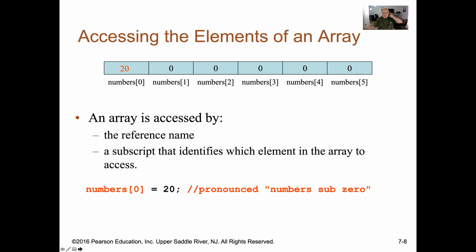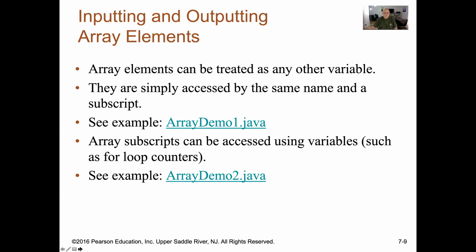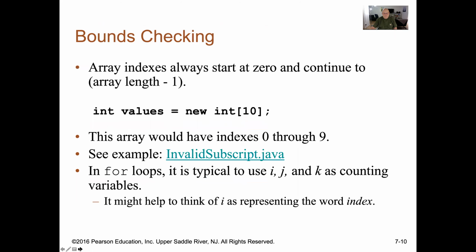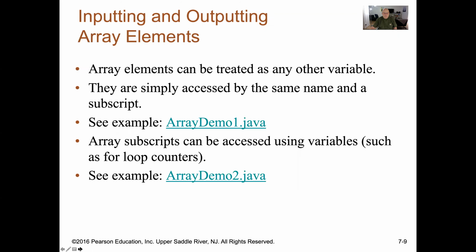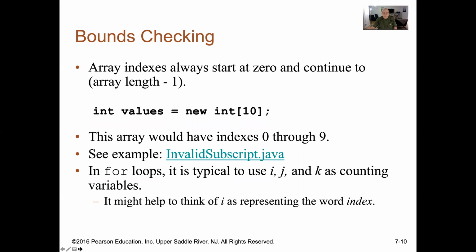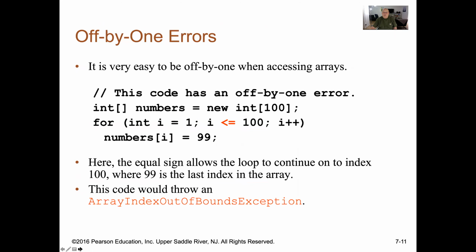This is how you access the elements of an array. Inputting and outputting array elements: array elements can be treated as any other variable. They are simply accessed by the same name and a subscript. Bounds checking. Off by one errors.